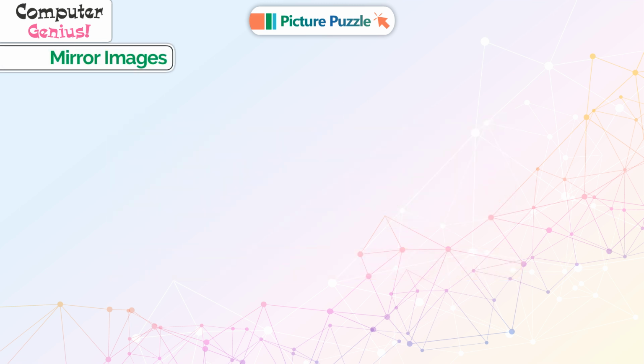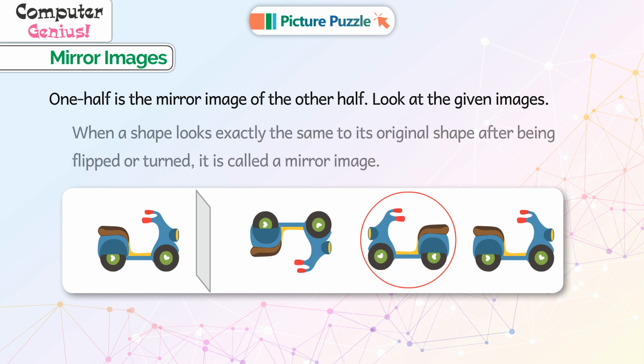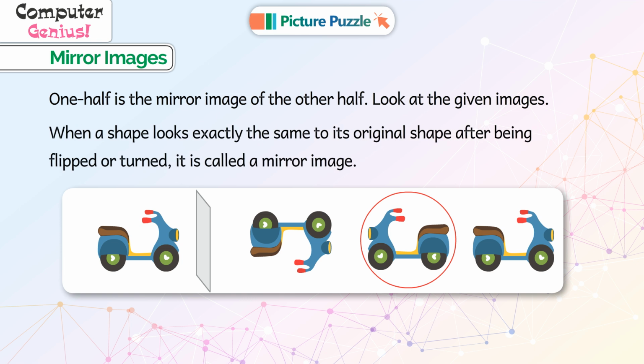Mirror images. One half is the mirror image of the other half. Look at the given images. When a shape looks exactly the same as its original shape after being flipped or turned, it is called a mirror image.